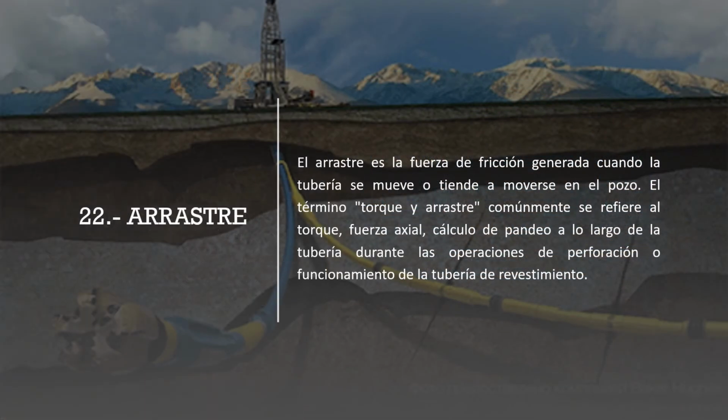The drag is the frictional force generated when the pipe is moving or tends to move in the wellbore. The term torque and drag commonly refers to torque, axial force, and volume calculations along the pipe during drilling or casing running operations.